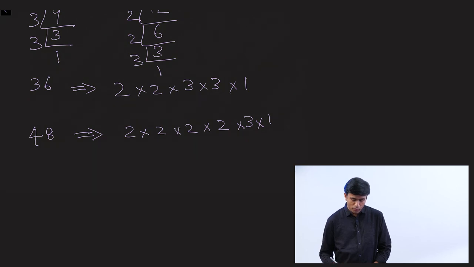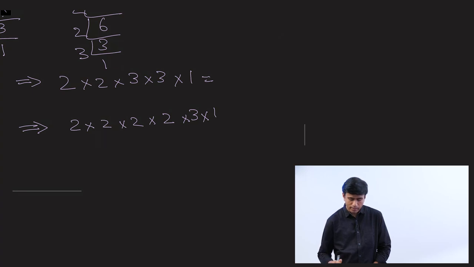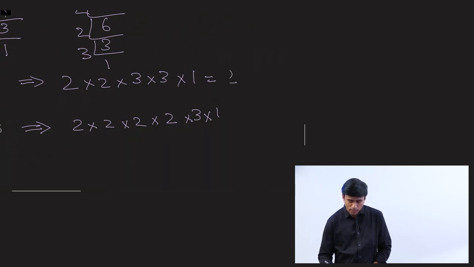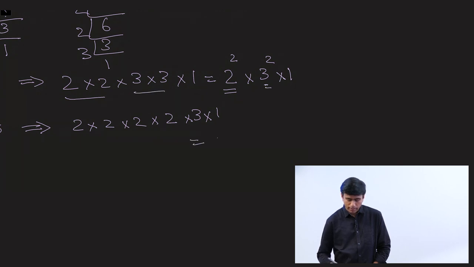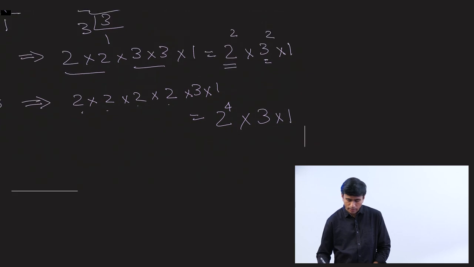Now, I'm going to write this in another form. We have learned this earlier. It's exponential form. We can write 2 into 2 as 2 to the power of 2 and 3 into 3 as 3 to the power of 2. 2 to the power of 2 is 2 multiplied 2 times. 3 to the power of 2 is 3 multiplied 2 times. In the same way, we can write 48 as 2 to the power of 4 and 3 to the power of 1, and 1. That's it.